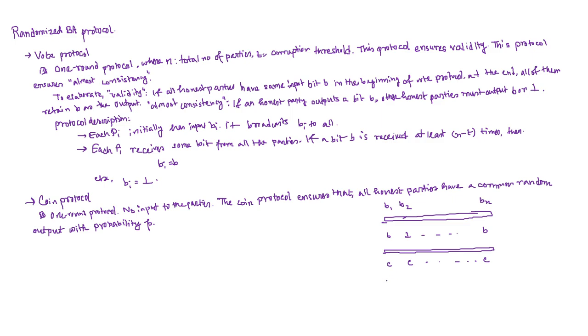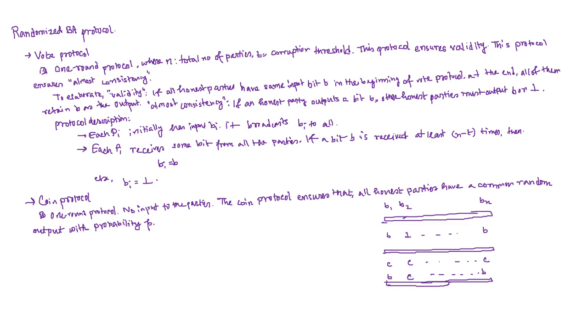Okay. Now there will be another round of vote protocol where the input will be, so if the output of first vote protocol was bit B, then the input will be bit B. But if the output of first round vote protocol was bot, then input will be the output of coin protocol, and so on.